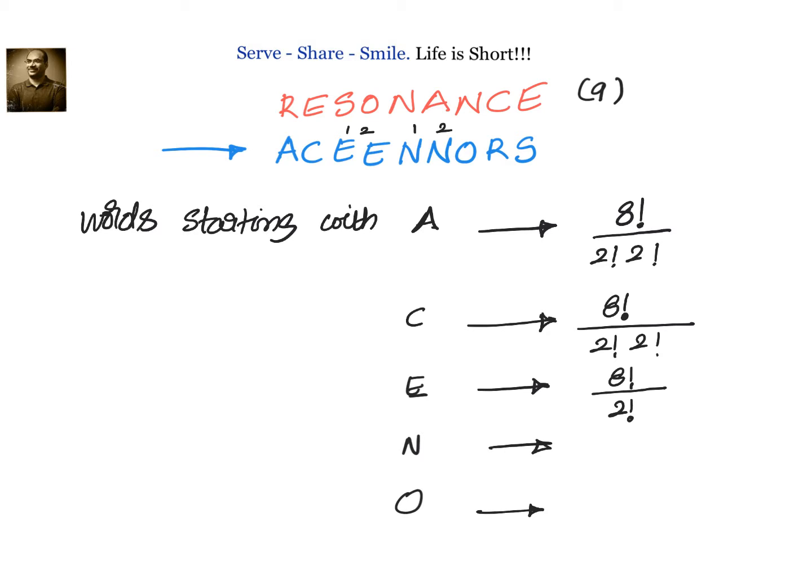Now let's go to N. When N is fixed, 8 letters are left out, and that means only E is repeating 2 times. So that will be factorial 2. Then let's go to O. When we go to O, again 8 letters are left out and both E and N are repeating. So that will be factorial 8 by factorial 2 into factorial 2.